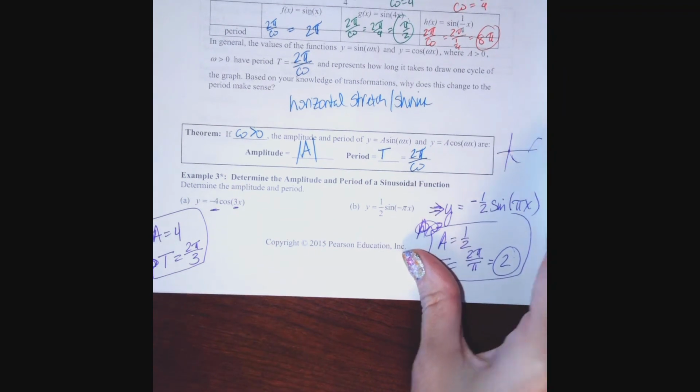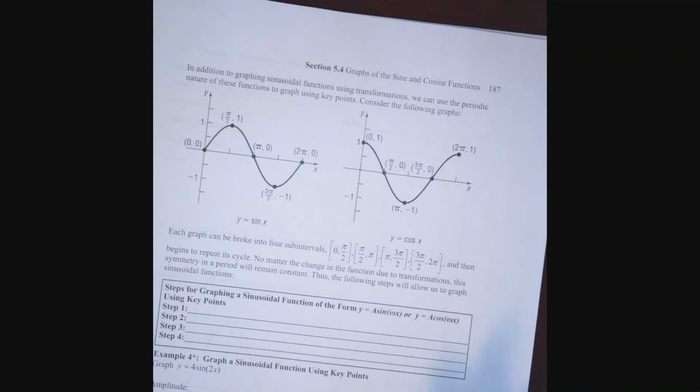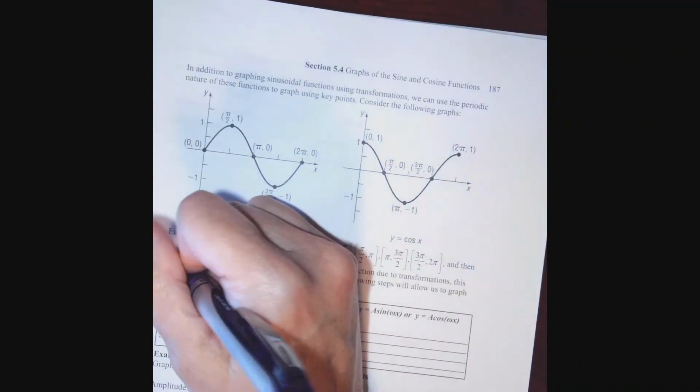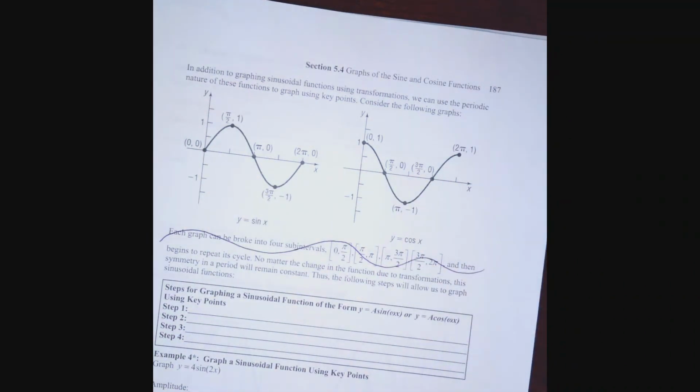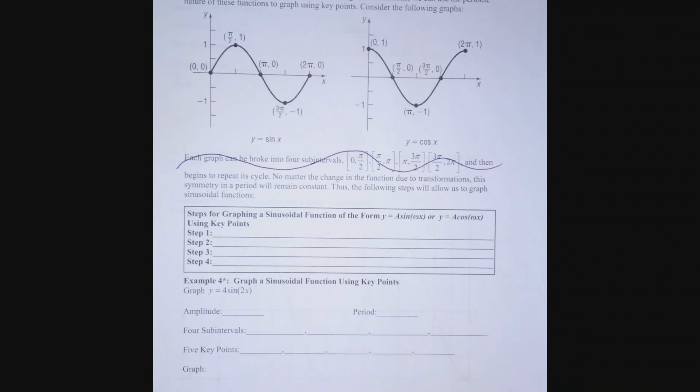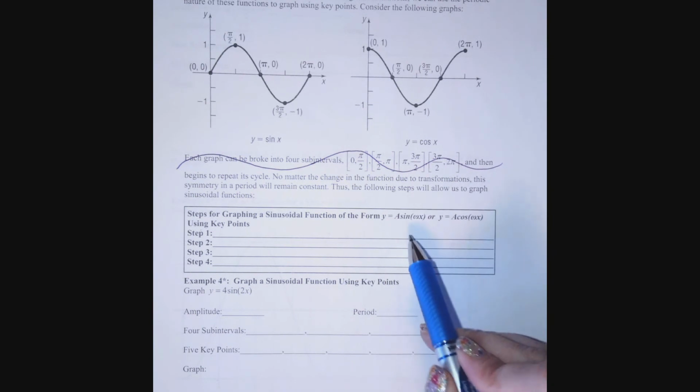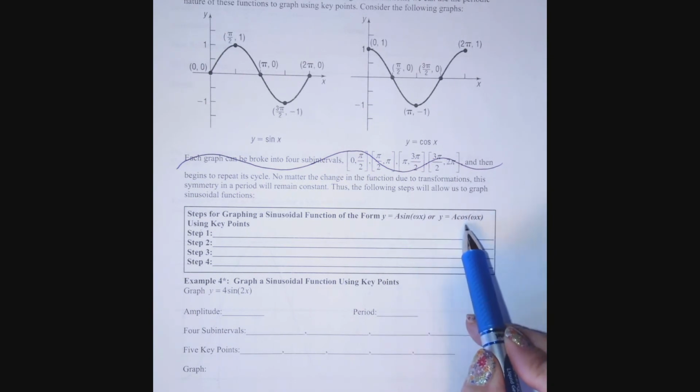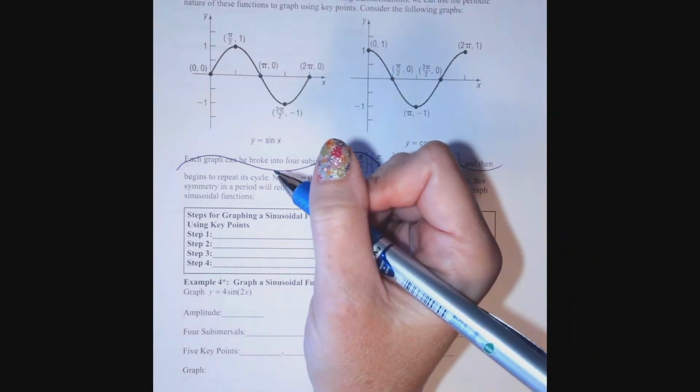Okay, now because remember I told you I graph things a little differently than the book does, we're totally going to skip this top. We are not going to divide graphs into subintervals. That's unnecessary roughness. We can get by with doing it a little bit differently, and I think that it works better. Okay, steps for graphing a sinusoidal function in the form of a sine omega x or a cosine omega x using key points. The very first thing you're going to do is determine the amplitude and period.